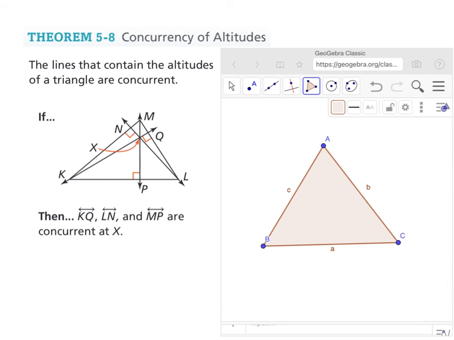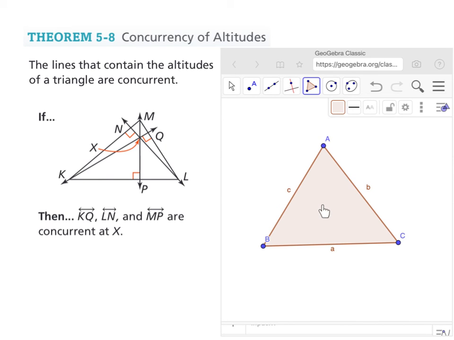So now let's take a look at one more theorem, theorem 5-8. What this theorem is telling us is that the lines that contain the altitudes of a triangle will be concurrent. And we learned that that means that they're all going to intersect at a single point. You can see on this diagram, we have triangle KLM, and then we have the three altitudes of that triangle. Remember, an altitude goes from a vertex and is perpendicular to the opposite side. And all three of those altitudes we can see are meeting at point X.